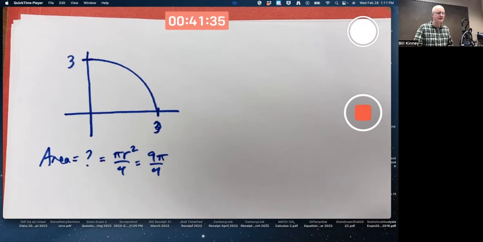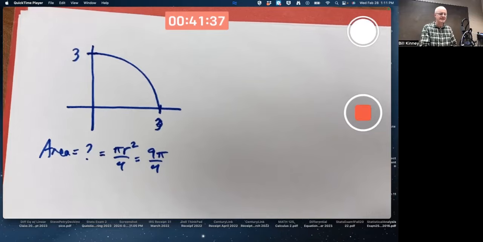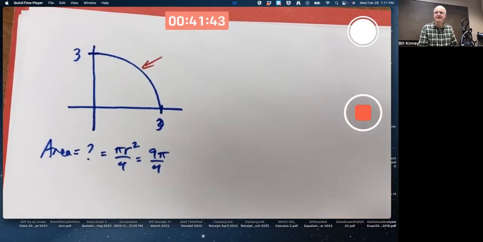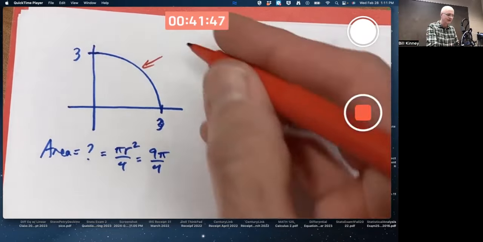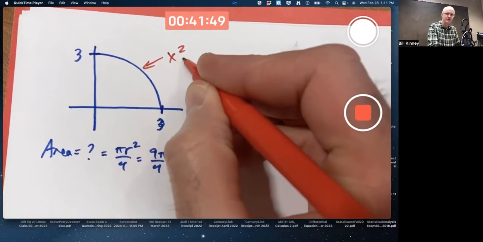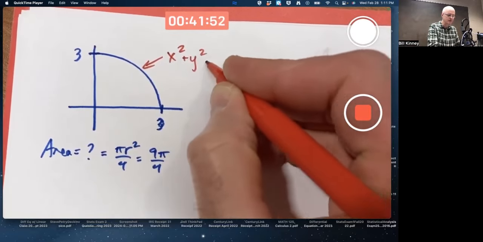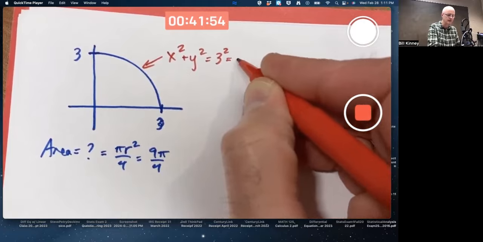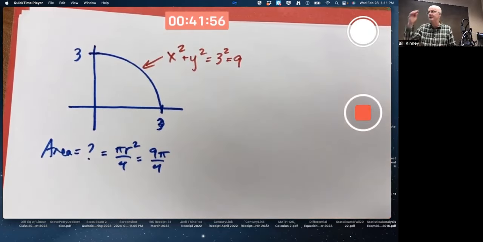Now, the most natural thing to do would be to say, okay, I've got to find the function whose graph looks like this, and I integrate that with respect to x. And that would be fine, using the equation for this. For the full circle would be x squared plus y squared equals 3 squared, which is 9, and solving for y as a function of x. However, we're not going to do that either.